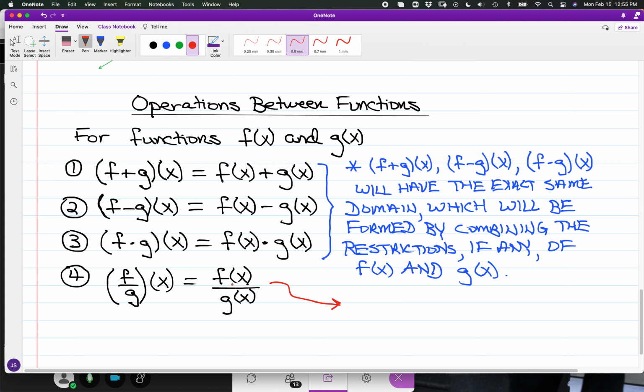But you already have an imposed restriction that, whatever we have between the functions, right away, g of x cannot be equal to 0. And it's because of this already laid out predestined restriction that the quotient function can have a domain that is different from the other operations.